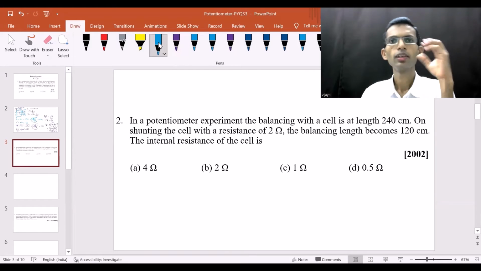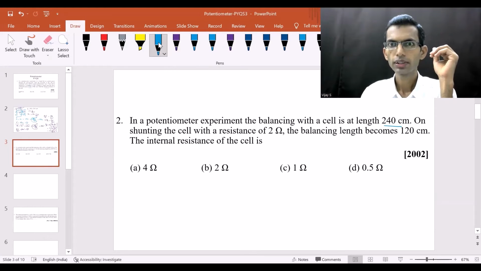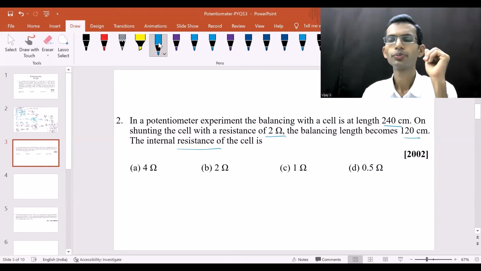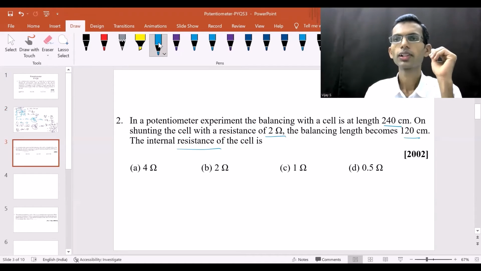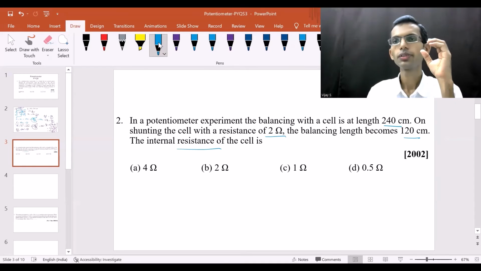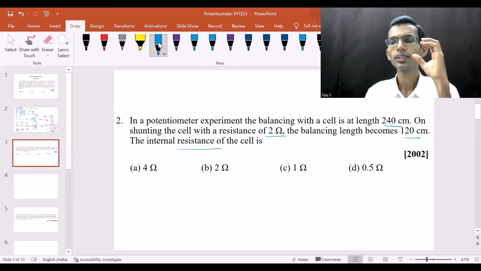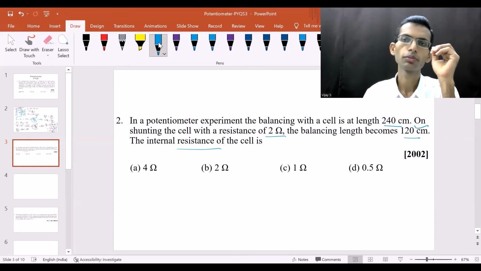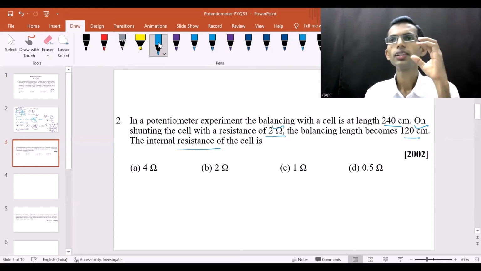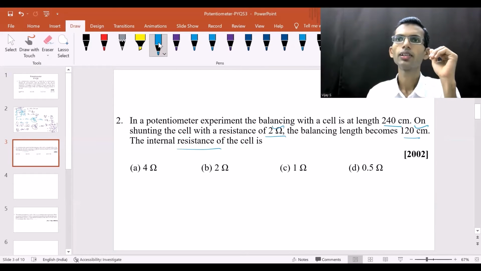In a potentiometer experiment, the balancing length with a cell is 240 centimeters, and on shunting the cell with a resistance of 2 ohm the balance length becomes 120 centimeters. The internal resistance of the cell is? What is given here: the balancing length for the cell case is 240 centimeters. Shunted cell case, 120 centimeters. Shunt resistance value is 2 ohm. We need to find the internal resistance of the cell.